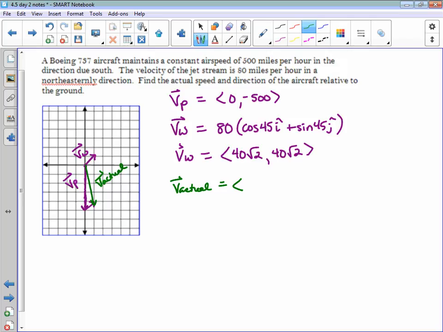Okay. So guys, we need the component form of that vector. I have done vector addition here, right? Haven't I just done the head to tail method to get that? So you just have to add these two vectors together. So what is 0 plus 40 root 2? 40 root 2, good work, guys. And then I have negative 500 plus 40 root 2. And you can just write negative 500 plus 40 root 2.